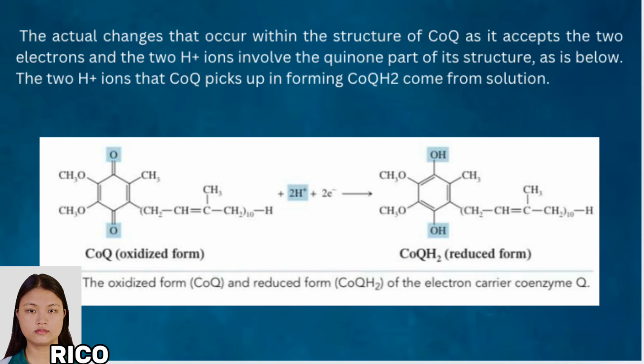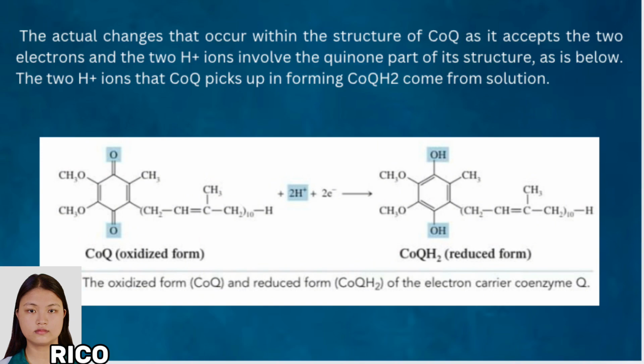The two hydrogen ions that CoQ picks up in forming CoQH2 come from the solution. So this step, which is complex 1, is vital because it initiates the electron transport chain, setting the stage for ATP production. Any dysfunction in complex 1 can lead to severe metabolic issues, as it disrupts energy production in cells.